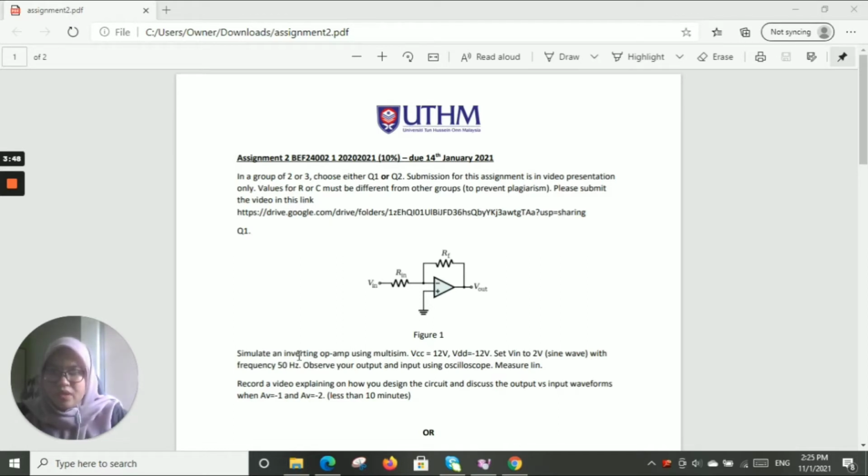We need to simulate the inverting op-amp where the VCC is 12 volt and VDD is negative 12 volt, and we need to set the Vin to 2 volt in sine wave with frequency of 50 Hz.